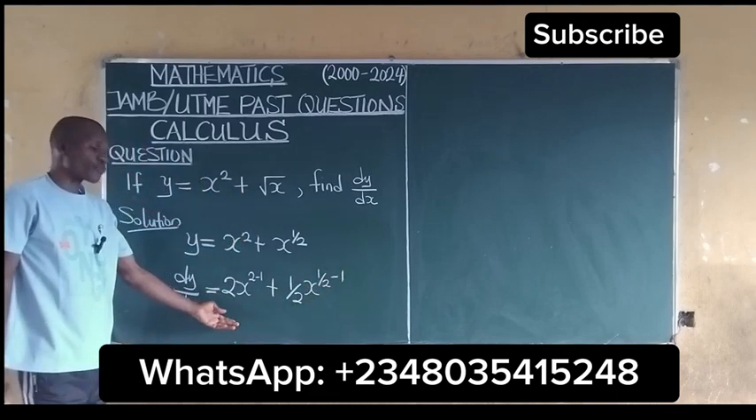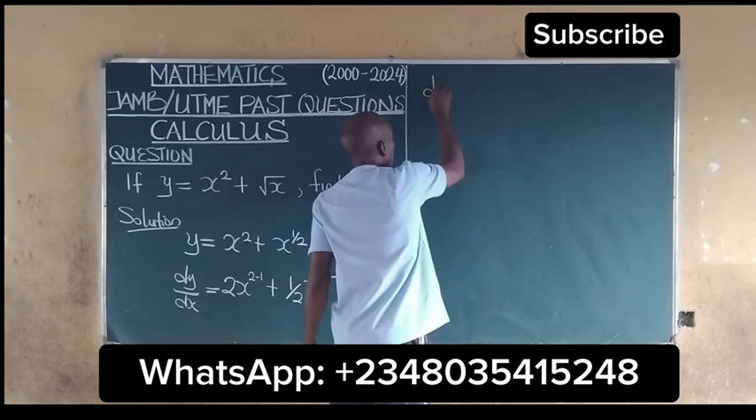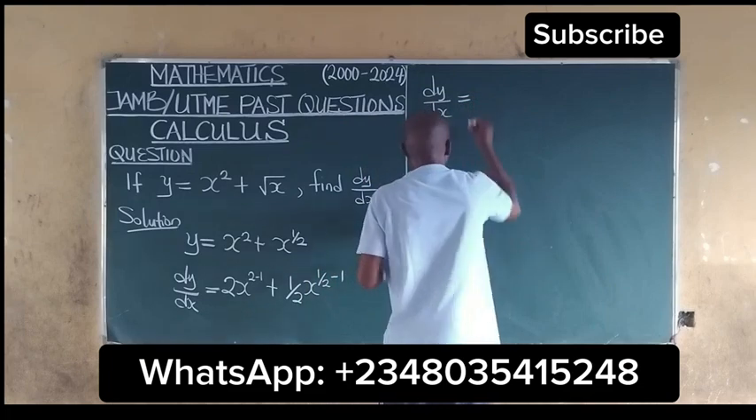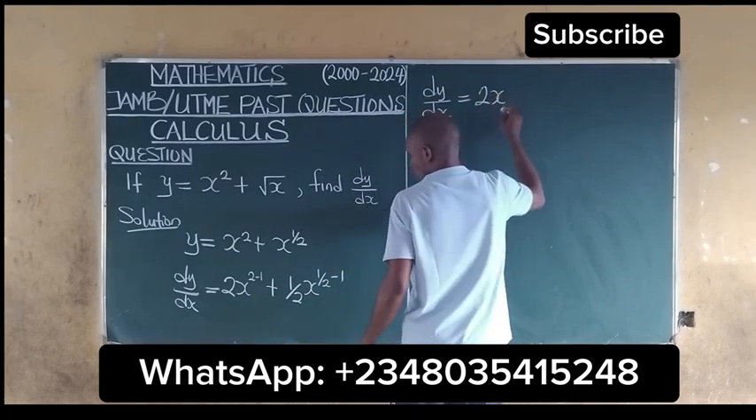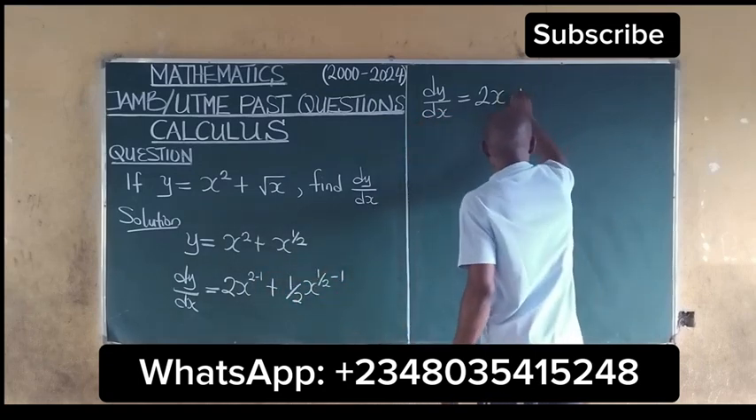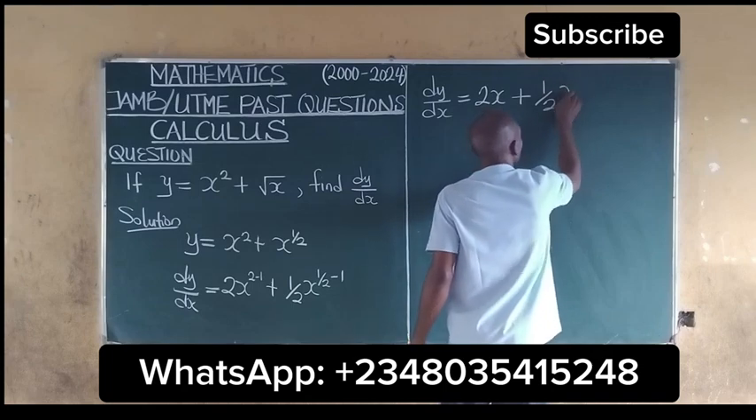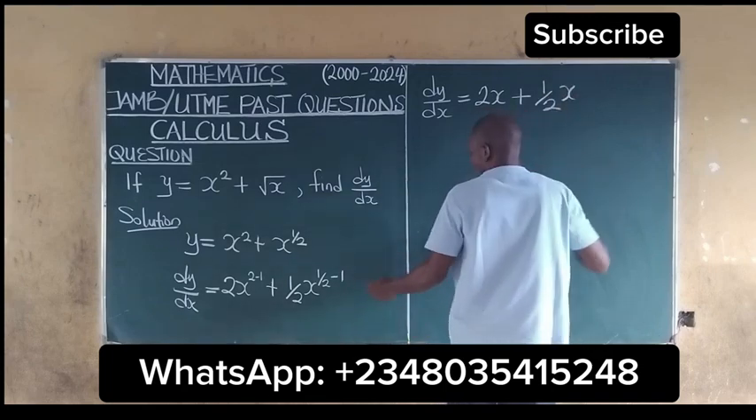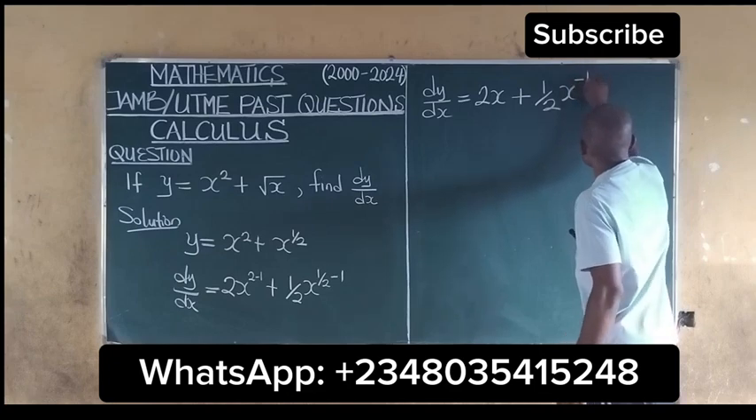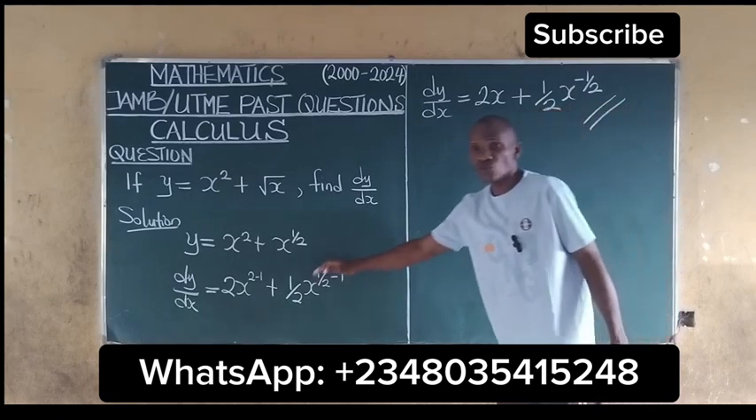The next thing to do is to rearrange this because we have found the derivative. So it then means that our dy/dx will be equal to 2x raised to the power of 1, so we write 2x, just 2x, plus 1 over 2 multiplied by x raised to the power of 1 over 2 minus 1, which will give us minus 1 over 2. So this becomes our answer to the given question.